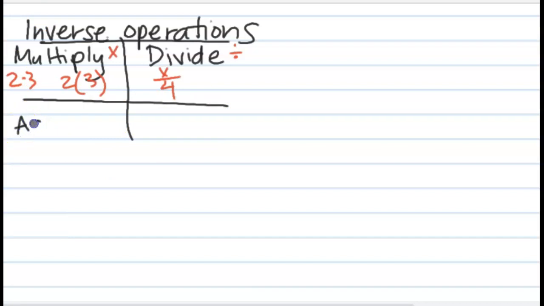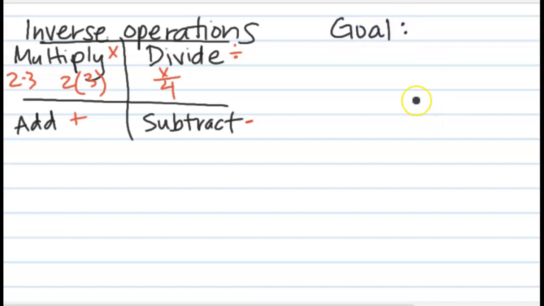Next we have add and subtract. And those symbols are not a surprise. We have addition and subtraction. Subtract is also working like adding a negative. So we might see negatives, we might see subtraction signs, and we can kind of treat those the same. All right, we have our inverse operations, and then last thing to talk about before we start solving is what our goals are when we're solving.